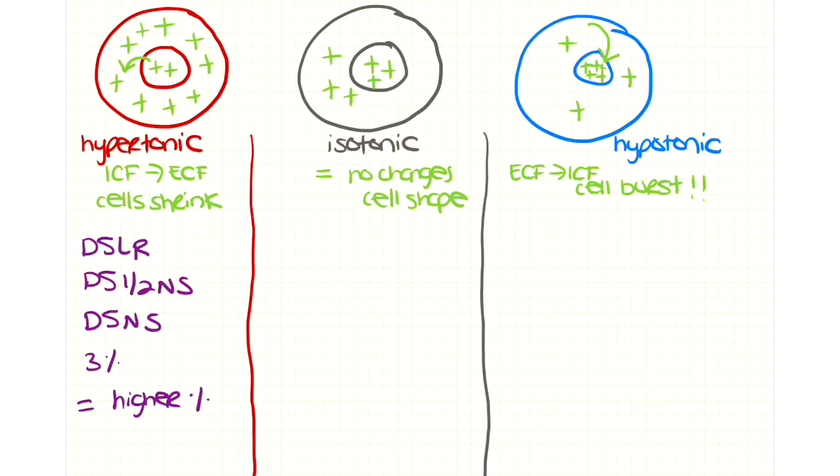Isotonic, we have your normal saline, LR, D5W. I'm going to star this because it is a special type of solution. And hypotonic, we'll do half normal saline.